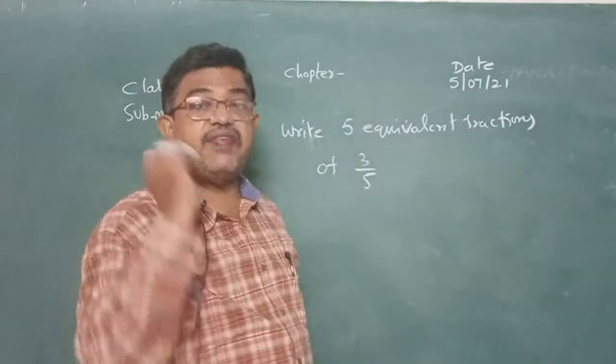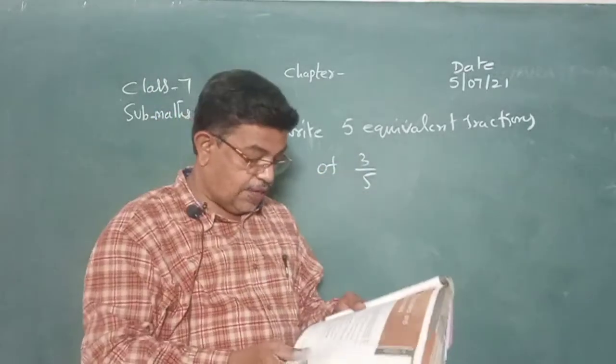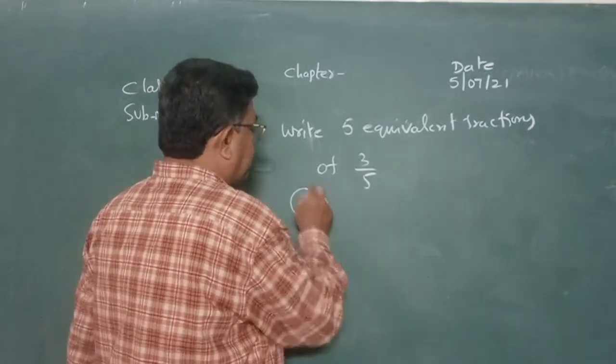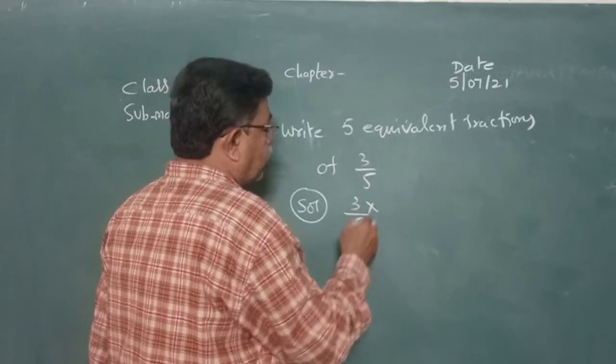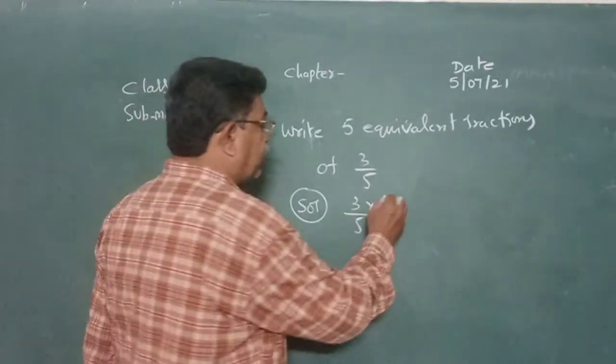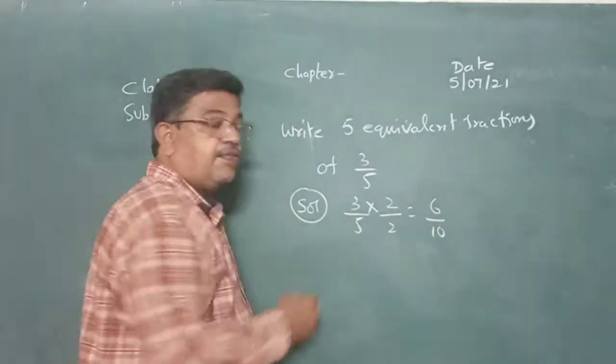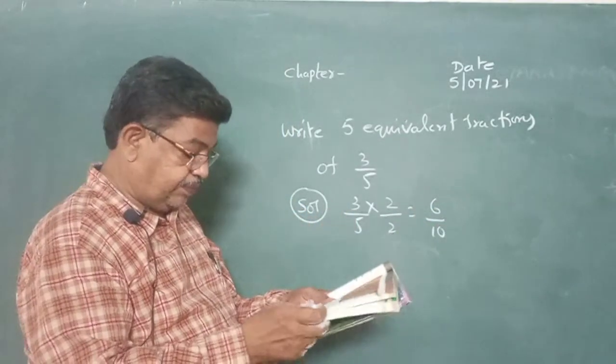Write 5 equivalent fractions of 3 by 5. What am I going to do? I am multiplying 3 by 5 with any number. You can take any number you like. Multiply both numerator and denominator by 2. What do we get? 6 by 10. 6 by 10 is one of the equivalent fractions of 3 by 5.